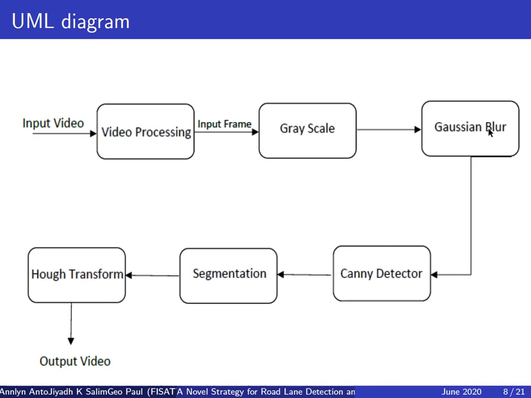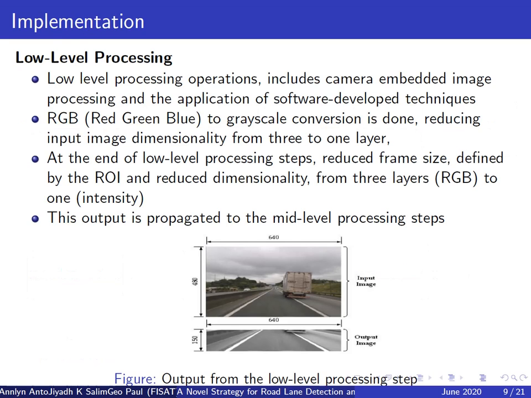This is the UML diagram. In this, as we can see, input video is given into a video processing step which converts the video into separate frames, and one by one each frame is converted into grayscale, and then Gaussian blur is applied onto it. It is given to the canny detector, and from there segmentation is done and Hough transform is done and the output video is saved.